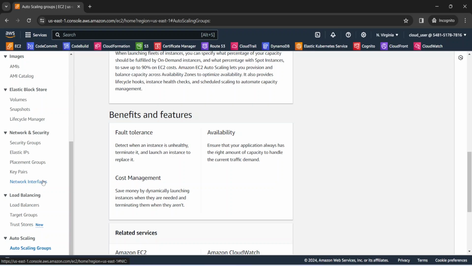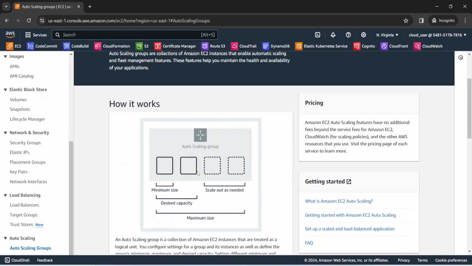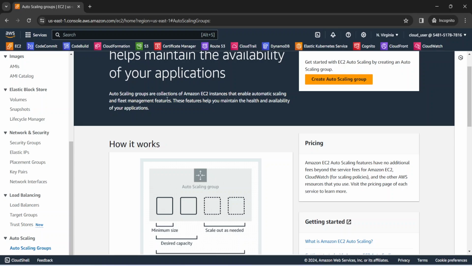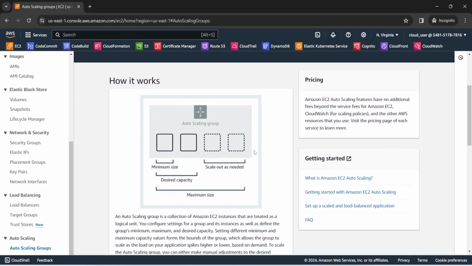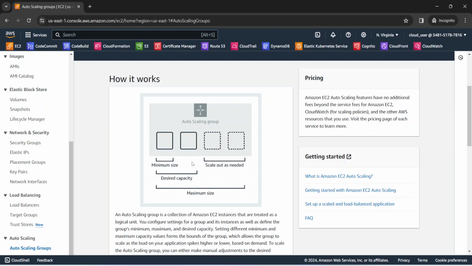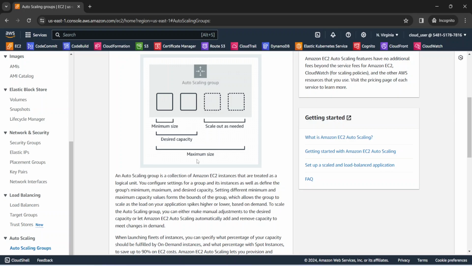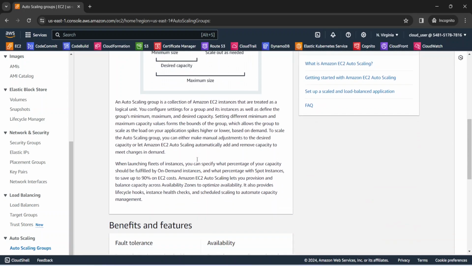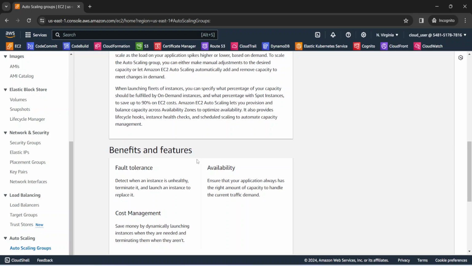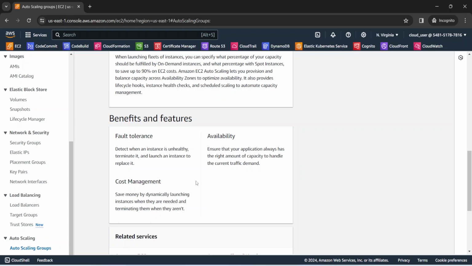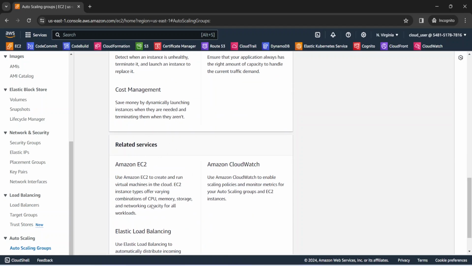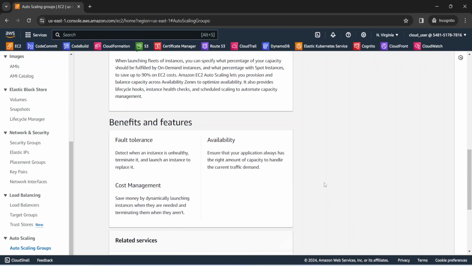So next, under EC2, at the end we have the auto scaling groups. So how this works: auto scaling groups are collections of Amazon EC2 instances that enable automatic scaling and fleet management features. So these features help you maintain the health and availability of applications. So this is how it works: the minimum size, the scale out as needed, the desired capacity. So it works on the required capacity basis. The benefits and features are again fault tolerance, availability and cost management. We have the related services. We can use Amazon EC2, CloudWatch or load balancing along with this.